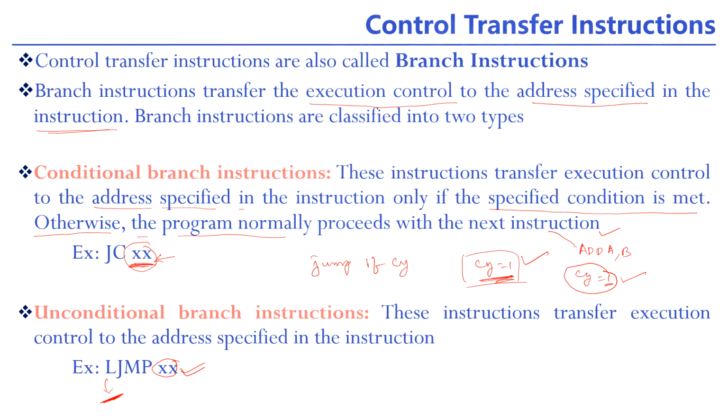But in the conditional case, there is a possibility that the condition is not met. Suppose for example carry is equal to 0 after the addition, and you are using the JC instruction. This JC instruction checks for carry equal to 1, but after this operation carry is equal to 0. That means the condition is not met. Whenever the condition is not met, it immediately proceeds with the next instruction. These are the definitions of both conditional branch and unconditional branch instructions.